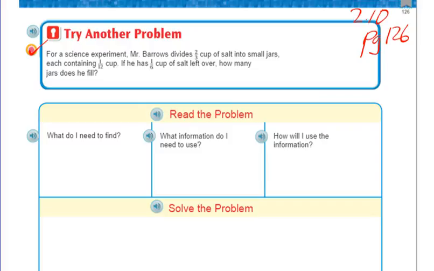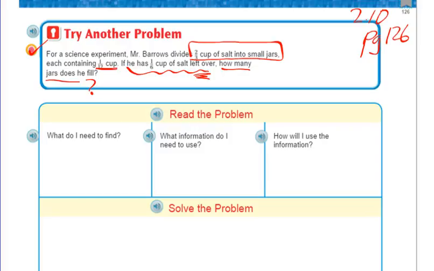All right, so first thing I'd like to do is go ahead and box in my total here, and I have 2/3 cup of salt total. I also know that I'm going to be taking that salt and dividing it into 1/2 cup containers. And this part right here is going to be very important because he has part of that left over at the end. So he's not using all of the salt that he has. And the question part here, we want to know how many jars he does fill.